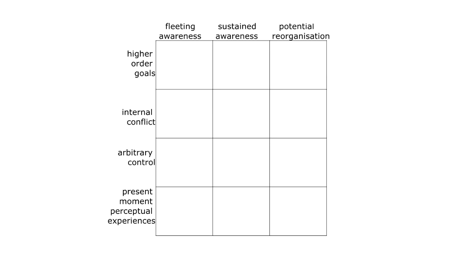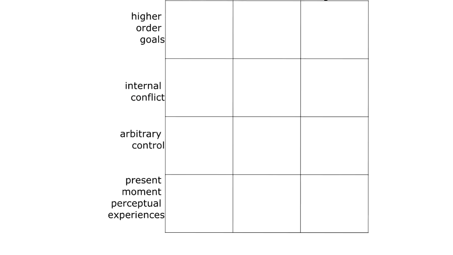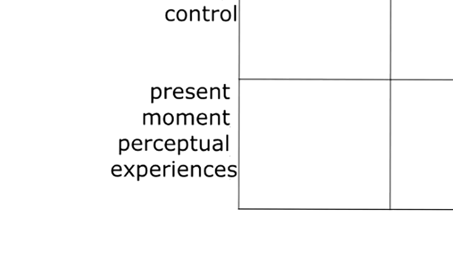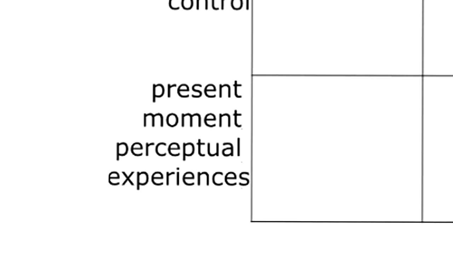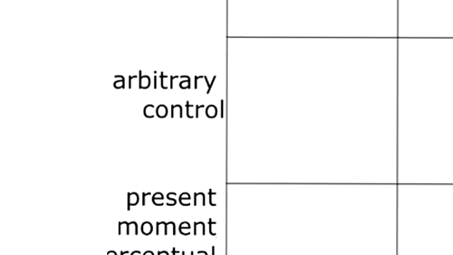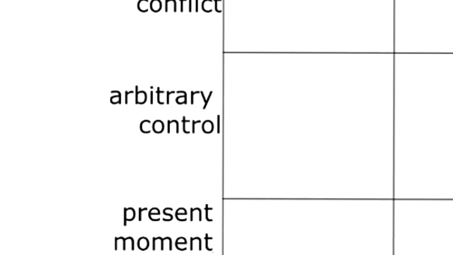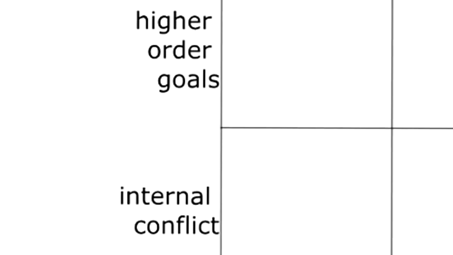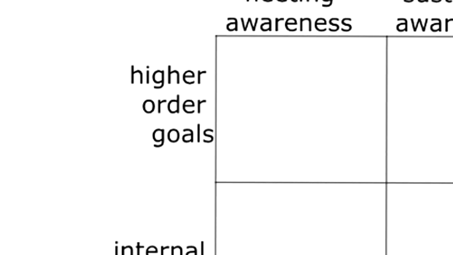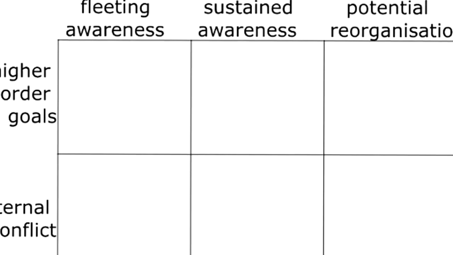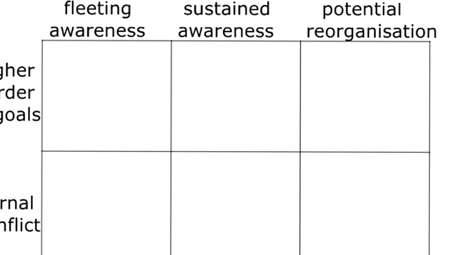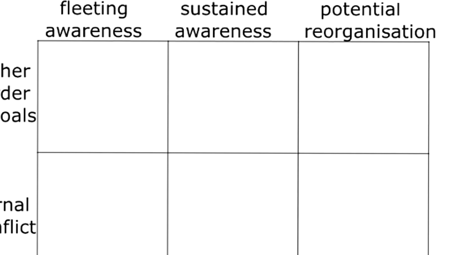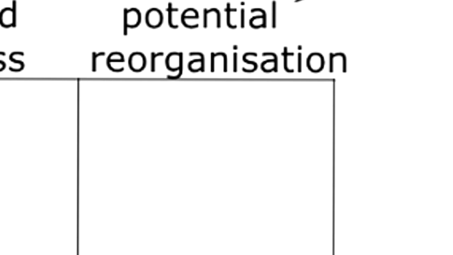We have labelled these four different aspects of the problem: present moment perception, awareness of arbitrary control, which is just noticing one side of a conflict, awareness of goal conflict, and awareness of high-level goals. From moving through to this higher perspective, spontaneous changes are thought to eventually help resolve goal conflict through a process known as reorganization.